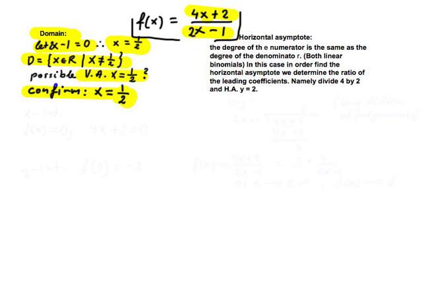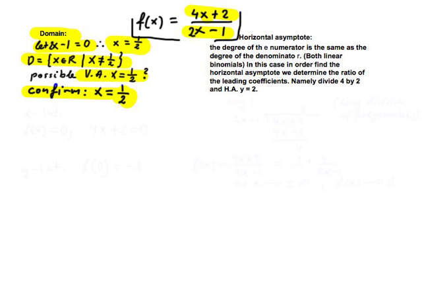So in short, we will always say that when the degrees of the top and the bottom are the same, then the horizontal asymptote is always the ratio of the leading coefficients. So 4 divided by 2 is equal to 2. So this should give us the equation of the horizontal asymptote.